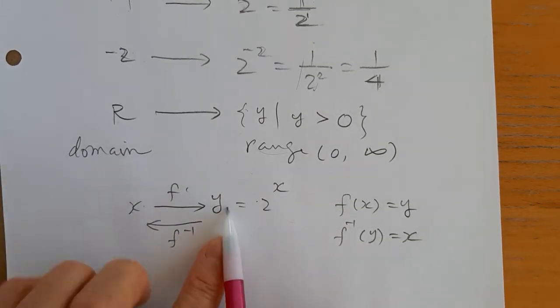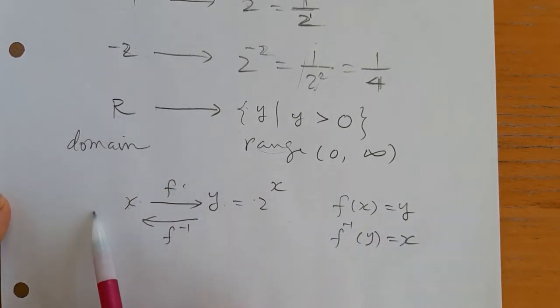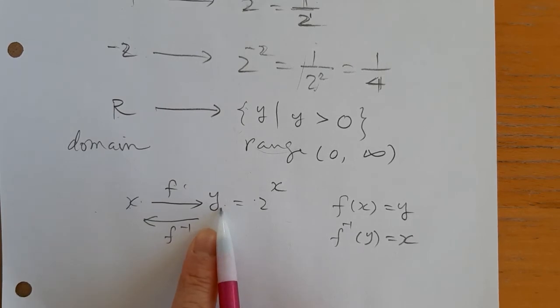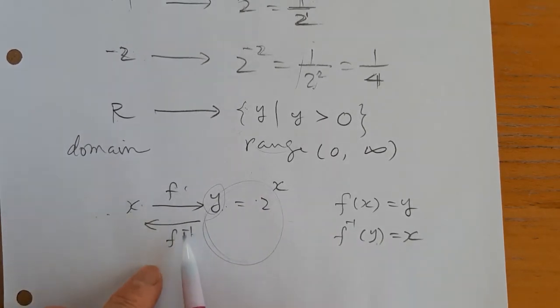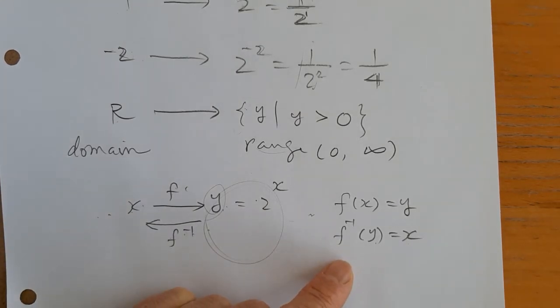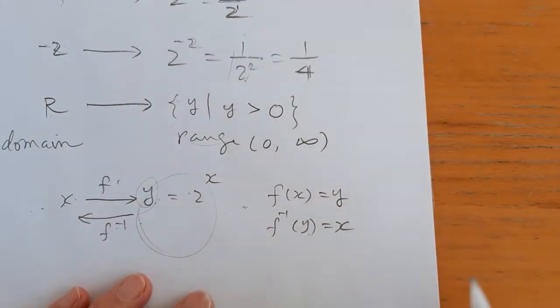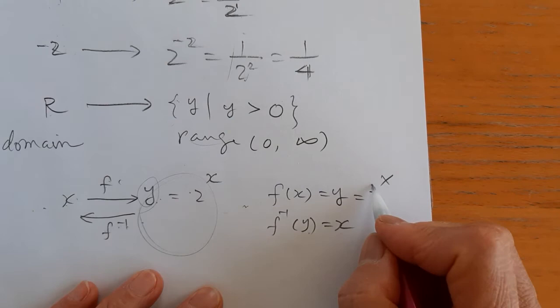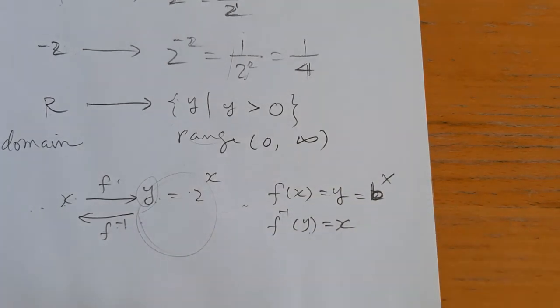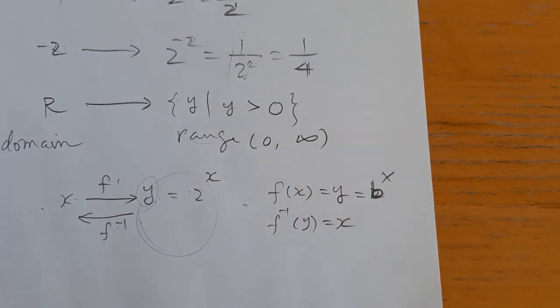f maps x to y, and we write f of x equals y. The function value is y. For its inverse, the domain is this side: f inverse of y equals x. f inverse of y maps back to x. That's the inverse. So, for example, y is defined as 2 to the power x, and you can put it in general. The base is b, where b is a positive number, like 2, like 3, like 1/2. Any positive number can be the base.